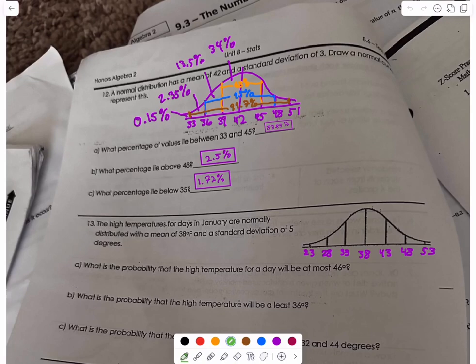So, you know, again, in this example, I was playing around with example 12, right? So our average, or our mu, is the 42. Our standard deviation is 3.